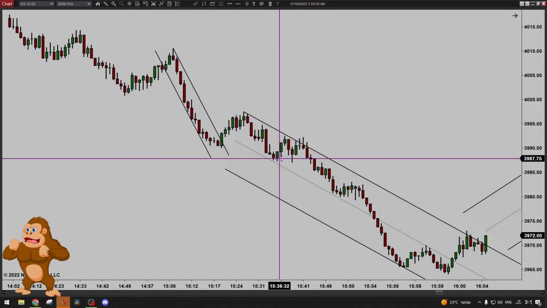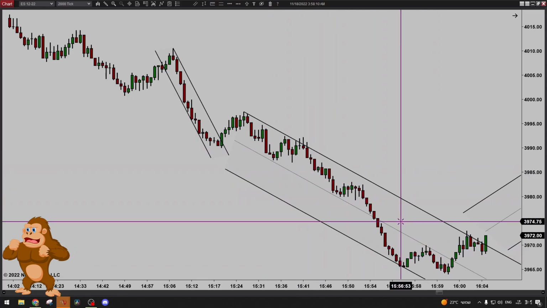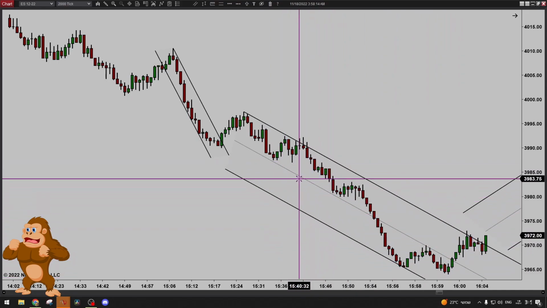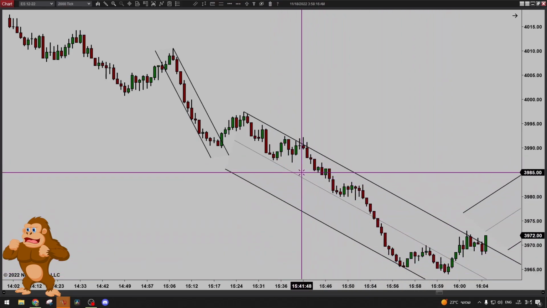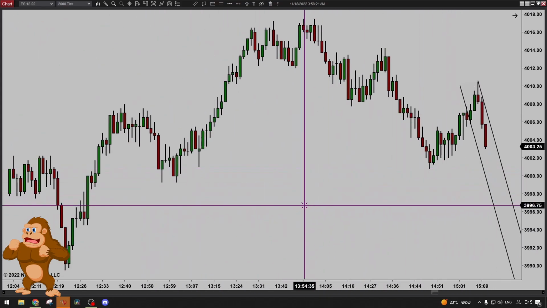And then it's very possible that we are channeling again. And this time we have a different channel. Use the midline. It will help you. You see how it fits here? It will help you to identify the most current channel. Let's look at another example.